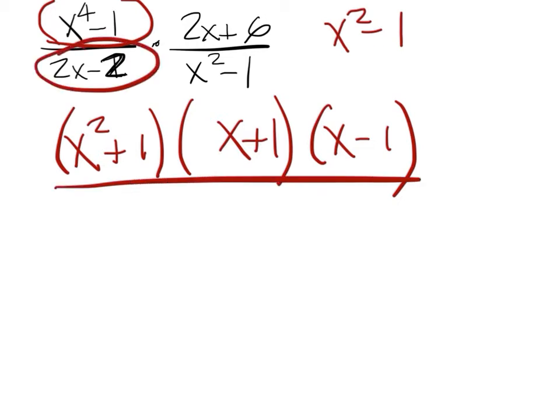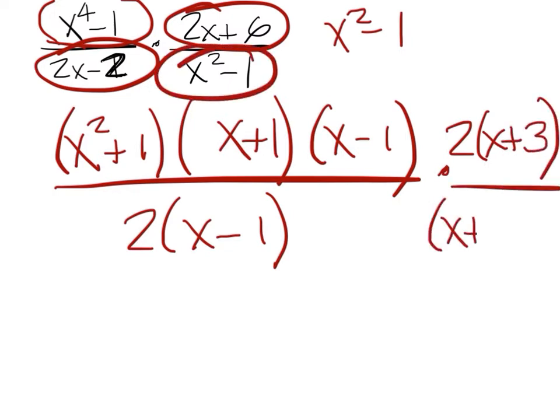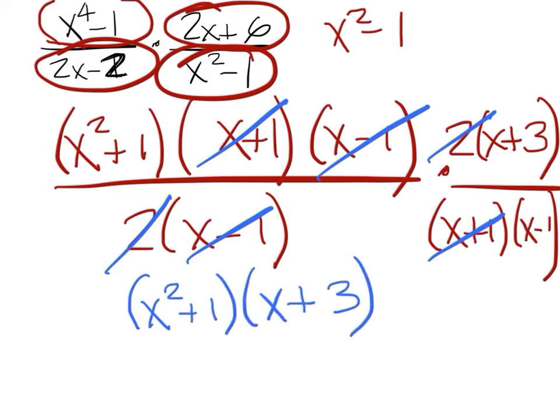And on the bottom, 2x minus 2, you can factor out a 2. And on this side, you can factor out a 2. And on the bottom there, that's also a difference of 2 squares, x plus 1, x minus 1. Cancel where you can. X minus 1 is gone, and we have x plus 1 gone. We have 2's that are gone, and you're left with x squared plus 1, x plus 3 on the top, and on the bottom you have an x minus 1.